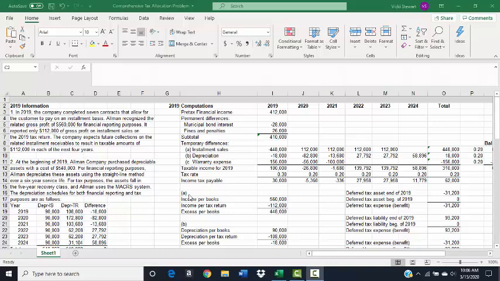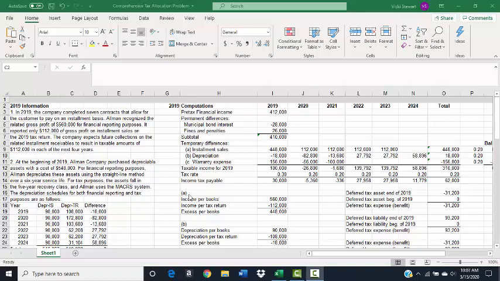The purpose of this problem is to give you a better idea of how we determine our deferred tax assets and liabilities and our deferred tax expense or benefit for the year when we have permanent differences and temporary differences, and how those change over time. So it's a much more involved problem, but it gives you a much better idea of how this actually works.